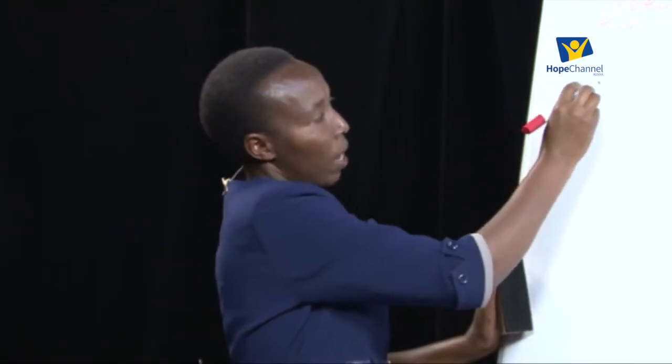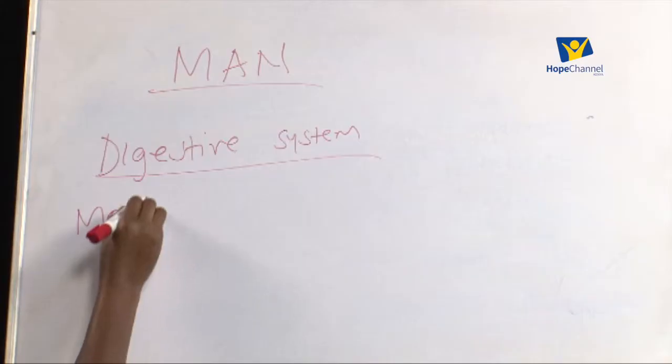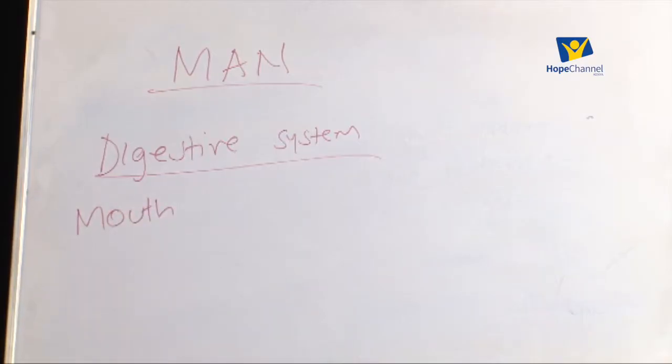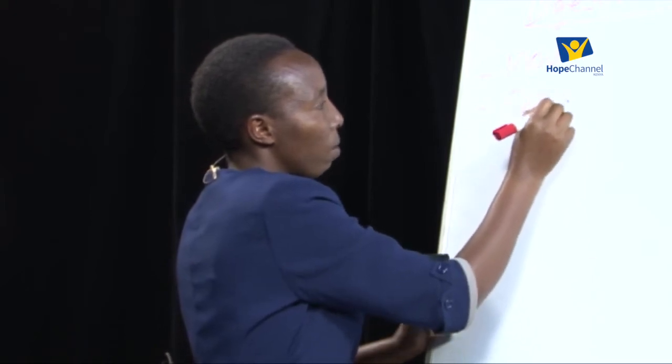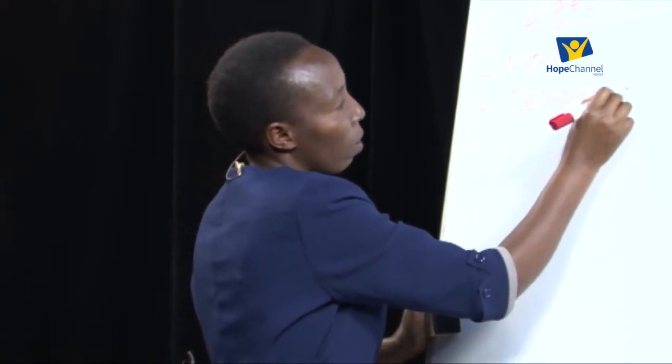Now, when we talk about a system, it consists of organs. And I believe an organ is made up of tissues that are made up of cells. Now, which are these organs that make up the digestive system? Digestion starts from the mouth. The next part involved in digestion is the esophagus. We have the stomach.